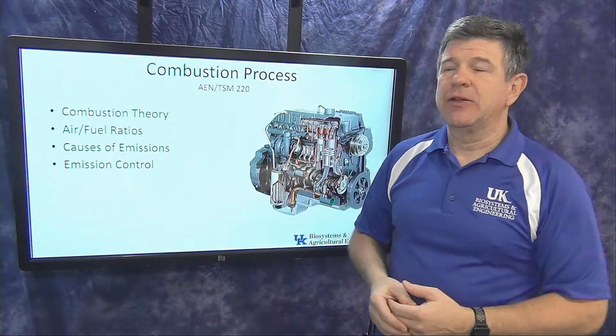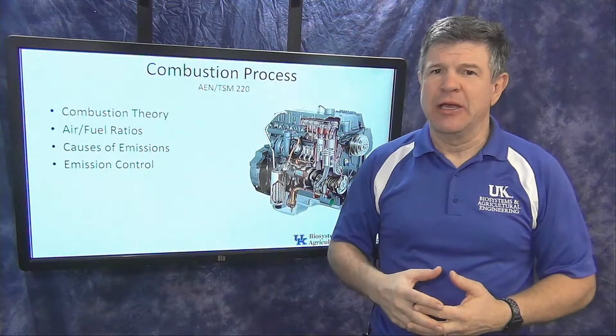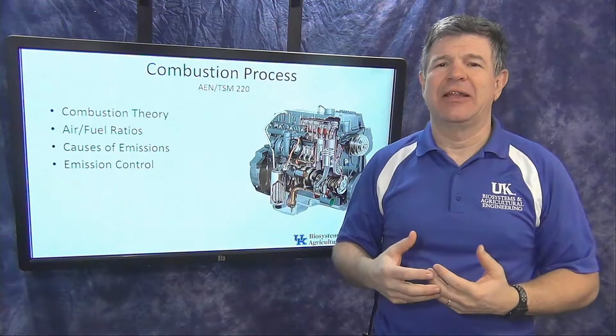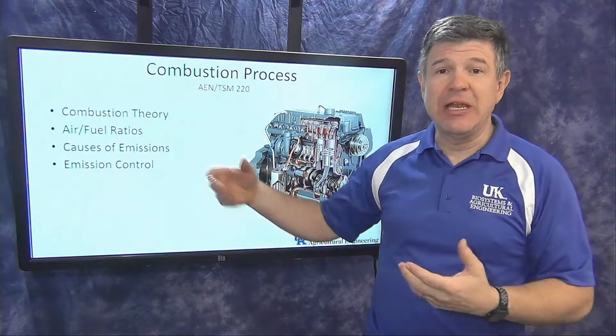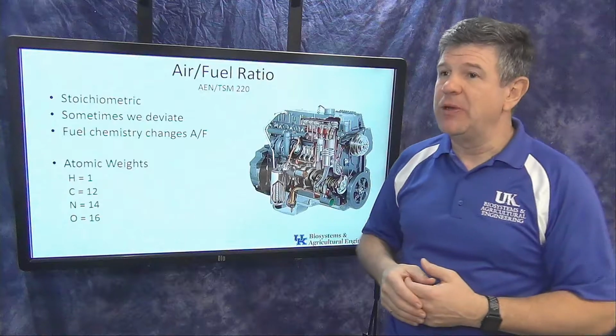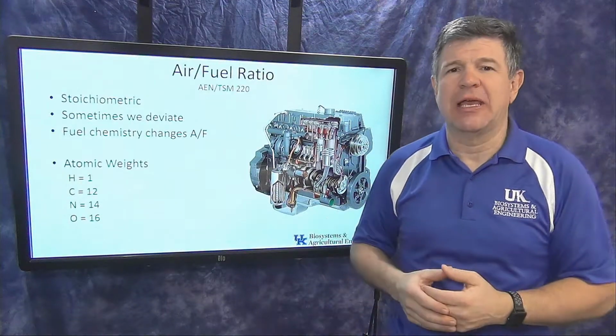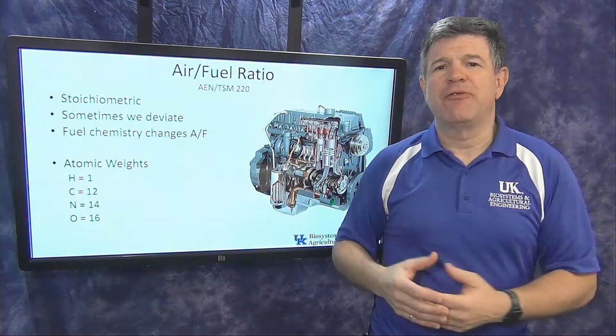So once we have a handle on that combustion process, on what that equation looks like, we can very easily take that combustion equation and figure out how much air we need, what our air-fuel ratio should be for our engine. And that's what we're going to do now. We're going to take a look at that. And what we're going to calculate is what we call the stoichiometric air-fuel ratio.